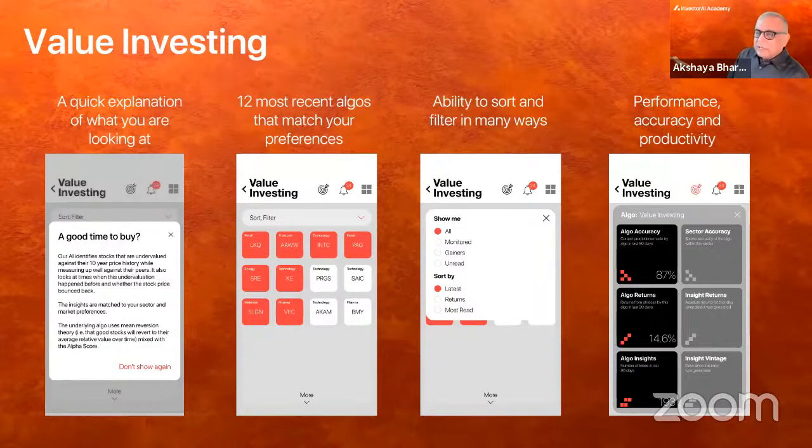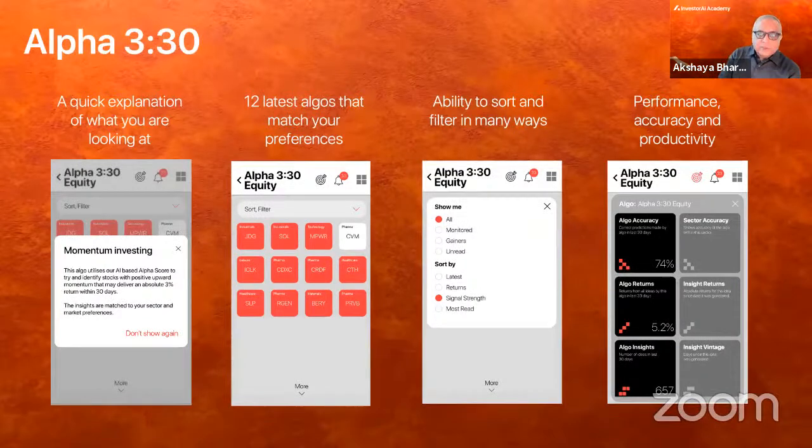Finally, you will see the algo accuracy. Value investing, for instance, this is a week old, was running at 87%. And it's telling you it had generated 193 insights across all markets. If you had bought every one of them and held them for 90 days, you would have made almost a 15% return, which if you multiply by 4 to annualize is an extraordinary return on your investment. So this is broadly how value investing works, and I will show it to you when I get to the app.